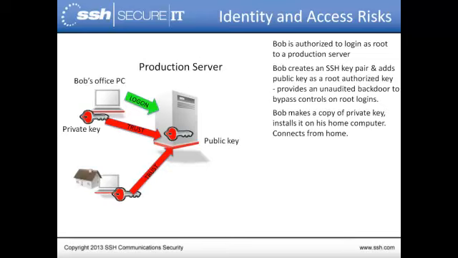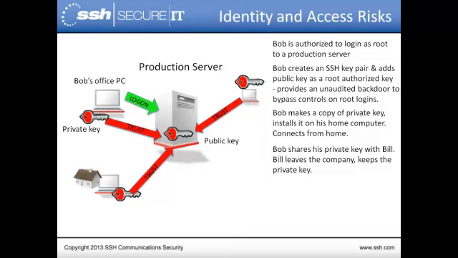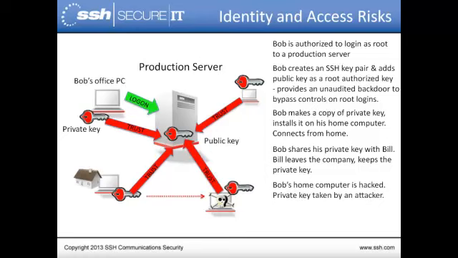He may decide it'll be handy if one of his coworkers can fill in for him, and so he'll provide that coworker with another copy of the private key that he created, to make his job a little more convenient, although none of those trust relationships were actually authorized or intended from the get-go. And Bob shares his private key with Bill. In this case, Bill leaves the company and keeps the private key. That's one element of risk that can happen.